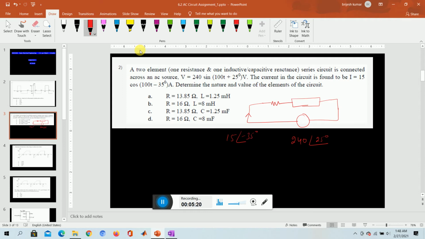Now from this current and this voltage, we can easily find the value of Z, the impedance of the circuit. So let us do this numerically. Let us try to solve it.